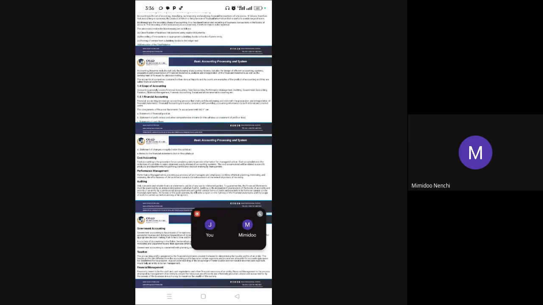Now, what information do you need from your statement of financial position? We need three things. The first thing is your assets. When it comes to assets, those are your resources, the economic resources owned by the business entity.